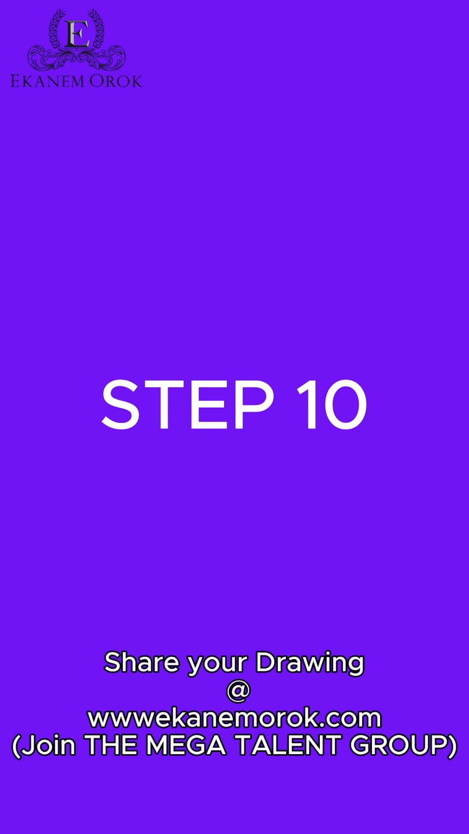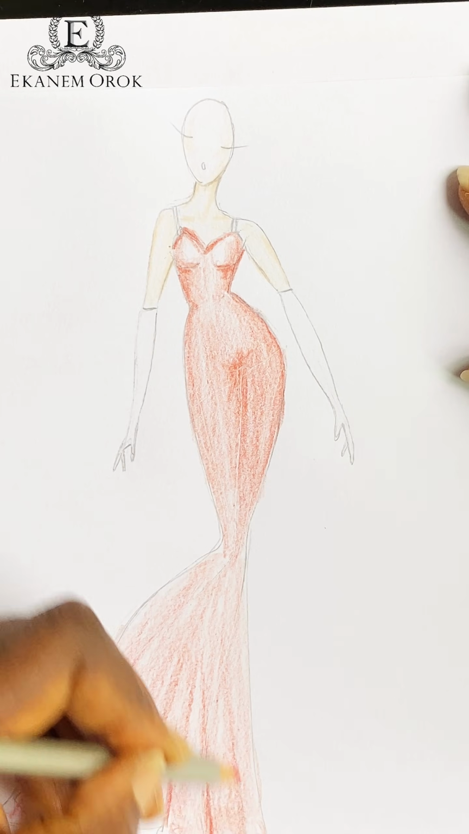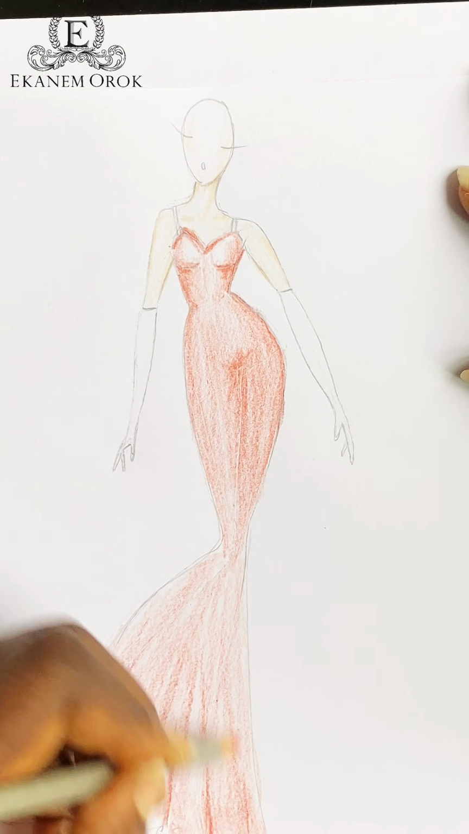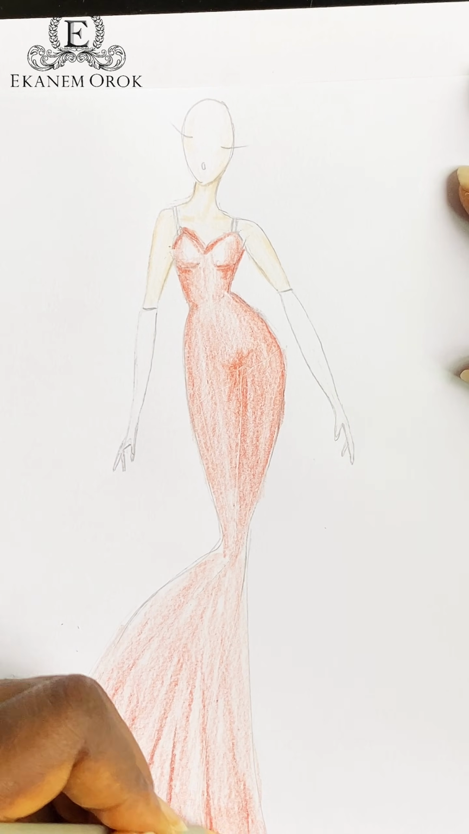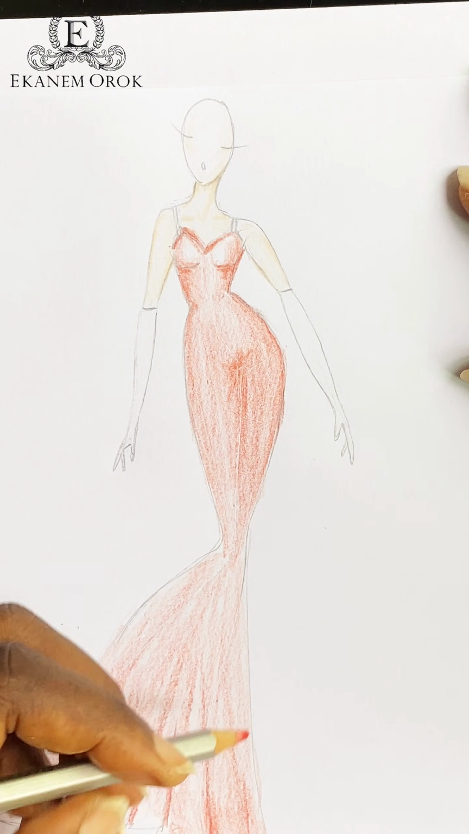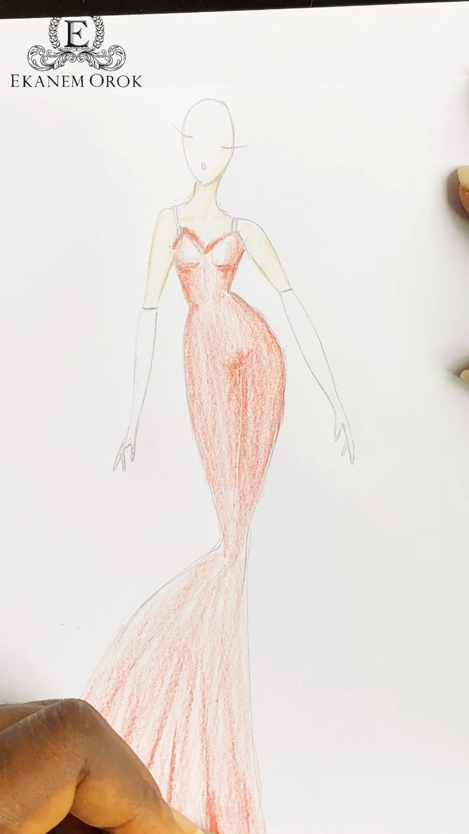Step 10. Darken the edge of the garment and the folded areas of the garment to create highlights and shadows on the garment.